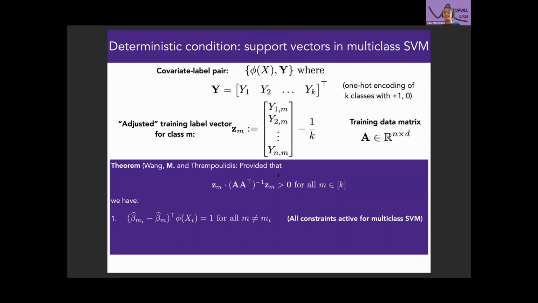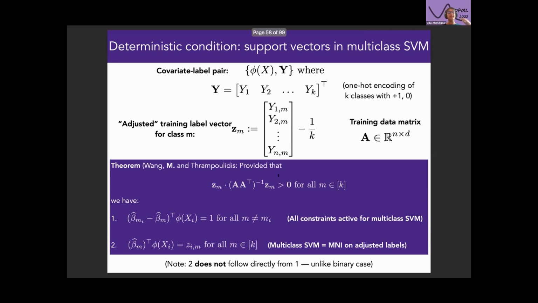we show, for example, that not only are all the constraints active for multi-class SVM, and this part follows from just an extension of everything we did for the binary case, we also showed that this equality is satisfied in a very specific way. In particular, we show that the multi-class SVM is exactly equal to the MNI on these adjusted labels. And something I again want to note here, happy to chat offline or send me an email and we can go through all the details together, is that condition 2 does not follow directly from 1. We had to introduce some new ideas and a new dual formulation to get to condition 2.